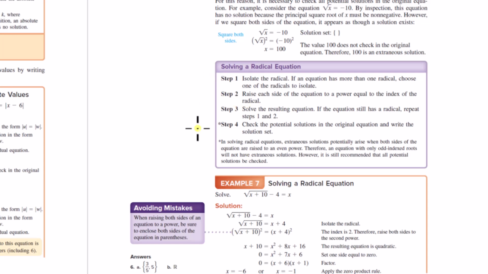But notice it says that if there's more than one radical, then you start by isolating one radical on one side, raising both sides to the power of the index, simplifying, solving, and then if you have more radicals, do that same process again until you can break down the equation. Okay, so let's look at an example here.